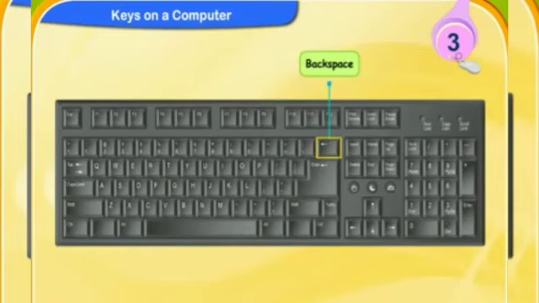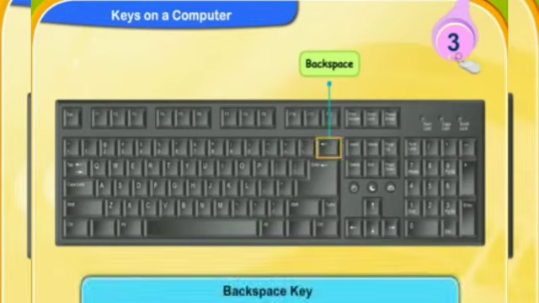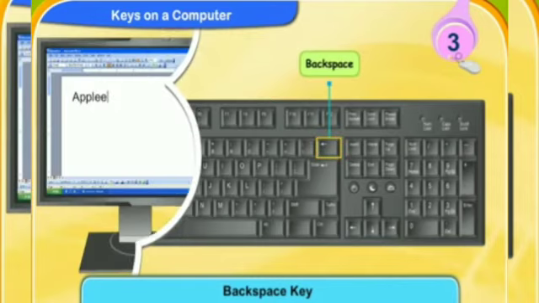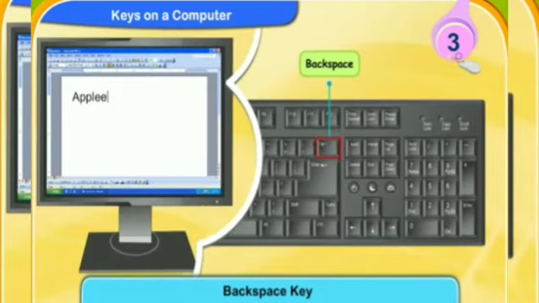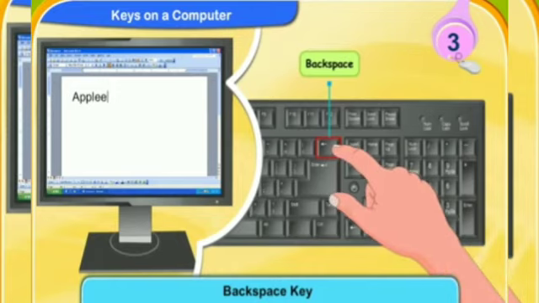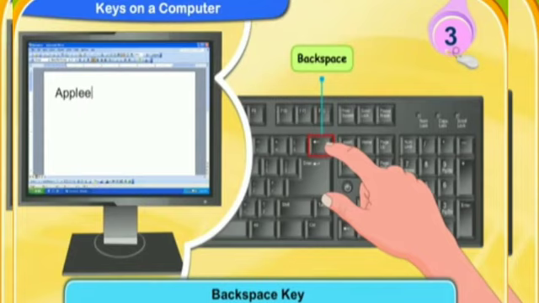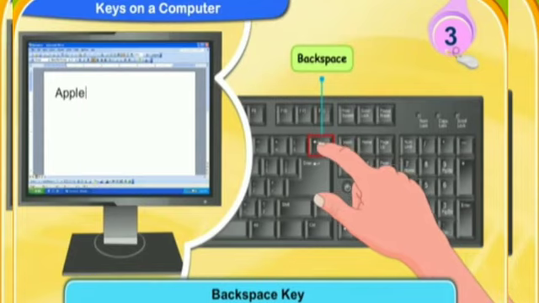So now children, here comes our next key, that is backspace key. Now children, you can sometimes make a mistake while typing. Here, as you can see on our screen, the spelling of apple is written wrong. So I want to erase the extra letter E. So what would I do? For this, I would use backspace key. It erases the extra letter, that is E. Now children, when we press the backspace key, it erases the letters on the left of the cursor. Like this.